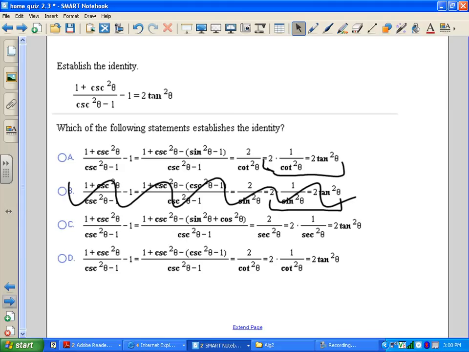All right, now let's see, I'm sorry, choice C. Let's look at the last step here. We've got 2 times 1 over secant squared is 2 tangent squared. Well, 1 over secant squared is cosine squared. So that's not right either.